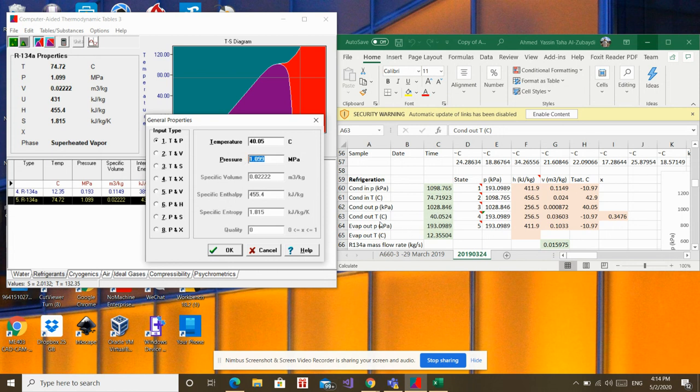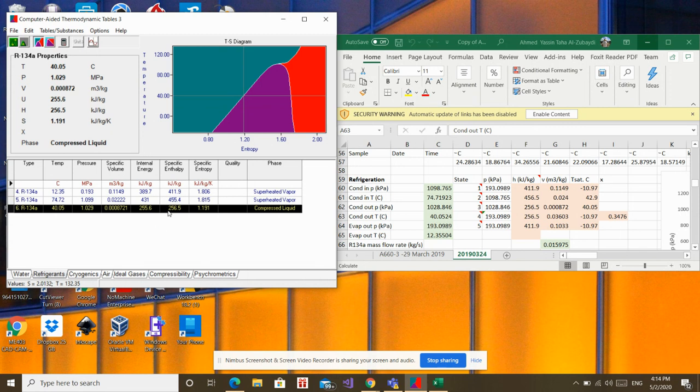1029 kilopascal, so this will be 1.2885. Okay, and now I got the value of the enthalpy to be 256.5. Okay, this is the enthalpy, this is the specific volume. Now my saturation temperature is going to be the same, of 40.05.